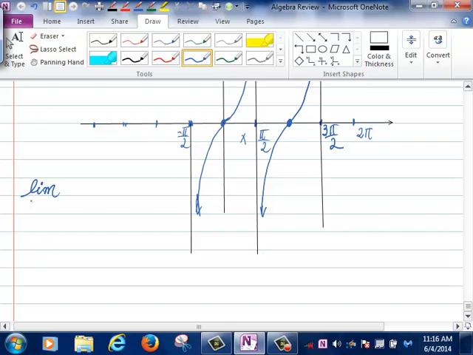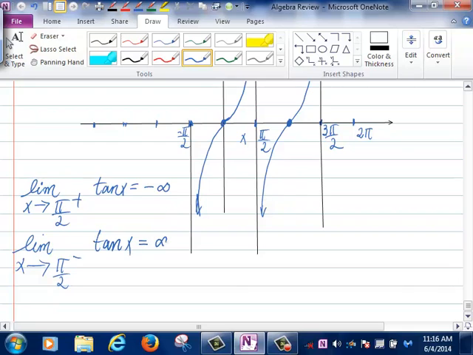Now, somebody tell me what's the limit as x goes to pi over 2 from the right side of tangent of x. Yeah, from the right side it's negative infinity, and from the left side, I have to write tangent, it's positive infinity.